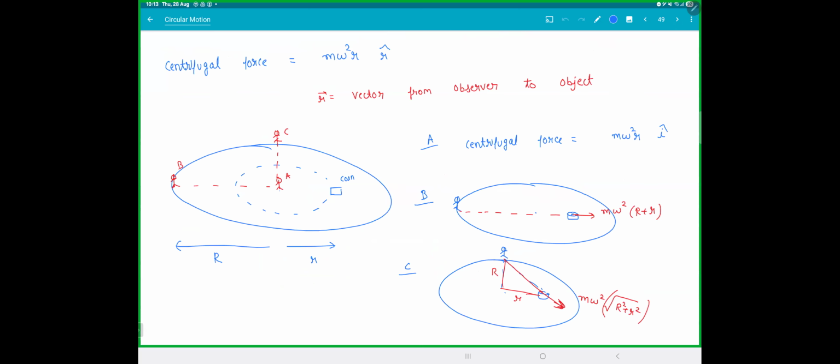That's it. The whole point of this discussion is simple. Pseudo force and centrifugal force are not the same. There is something more than that. We will discuss them. Okay.